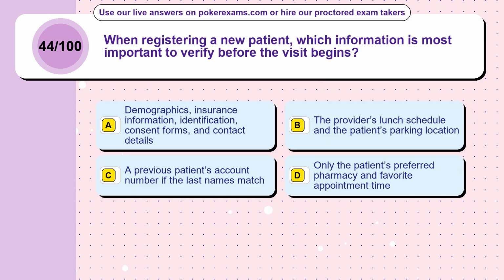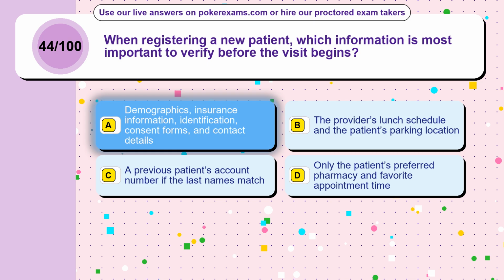Question 44. When registering a new patient, which information is most important to verify before the visit begins? Option A. Demographics, insurance information, identification, consent forms, and contact details. Option B. The provider's lunch schedule and the patient's parking location. Option C. A previous patient's account number if the last names match. Option D. Only the patient's preferred pharmacy and favorite appointment time.